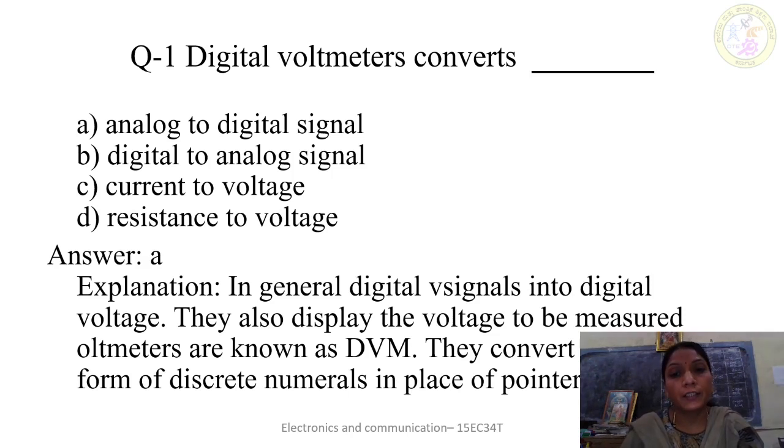In general, analog to digital voltmeters convert analog signal into digital form. The DVM converts analog signal into discrete numerical values. So hence the answer is analog to digital signal.